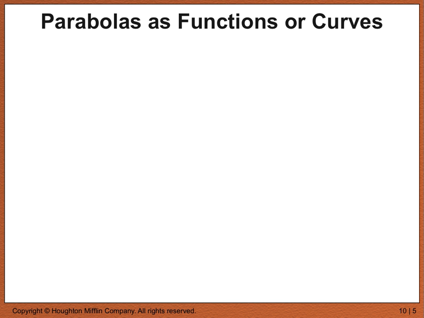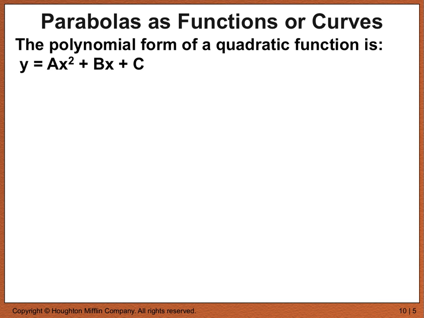Let's look at parabolas as functions or curves. Now, this is just a little review of what you learned in Algebra 2. There are different ways to express a parabola, and these you've learned already. The polynomial form of a quadratic function is y equals ax squared plus bx plus c. You probably remember this form from when we were doing systems of linear equations, because sometimes problems would ask you to fit 3 points onto a curve that was written in this way. So that's the polynomial form.